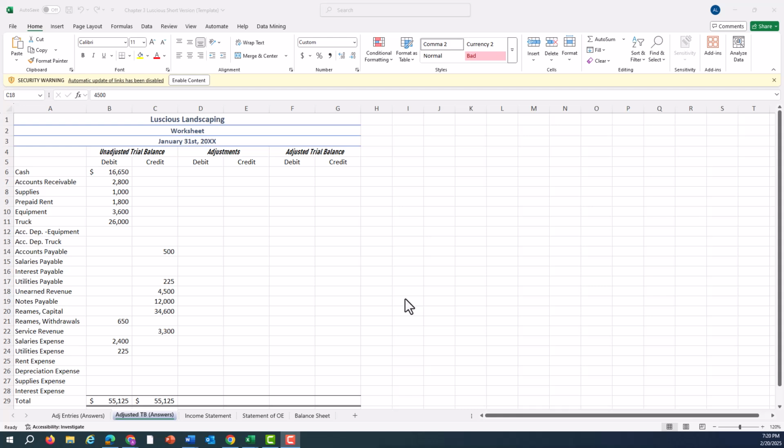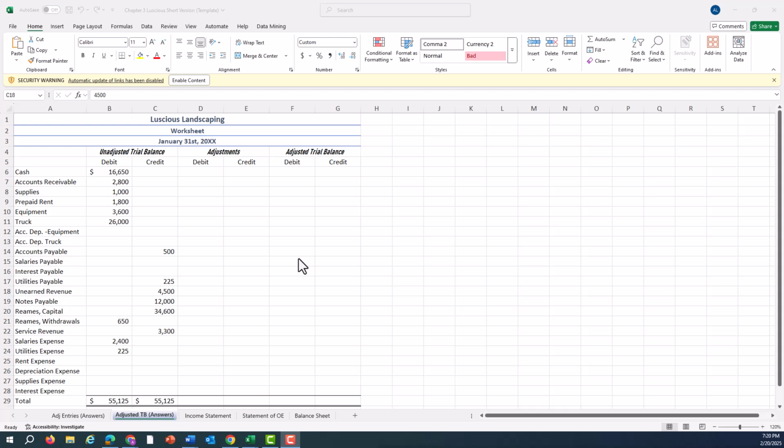Now that you, as the accountant at Luscious Landscaping, have made all of the adjusting entries necessary to put the necessary revenues and expenses on the books in the same period that they were earned or incurred, we need to change over our trial balance because your financial statements have to be made after those adjustments are taken into consideration. There are different methodologies to doing this.